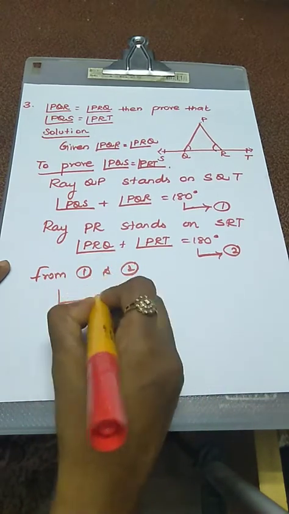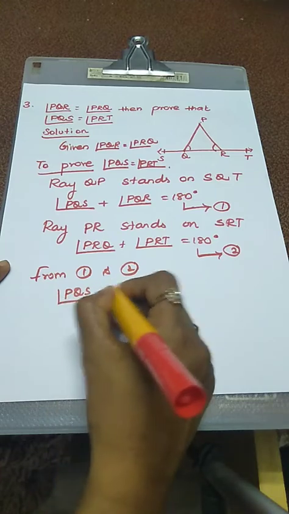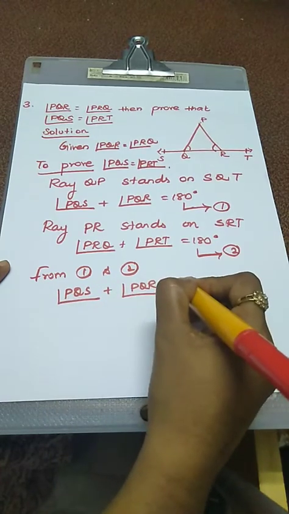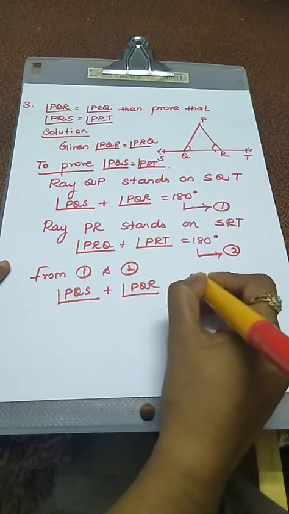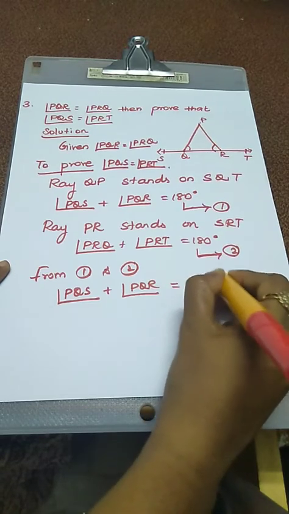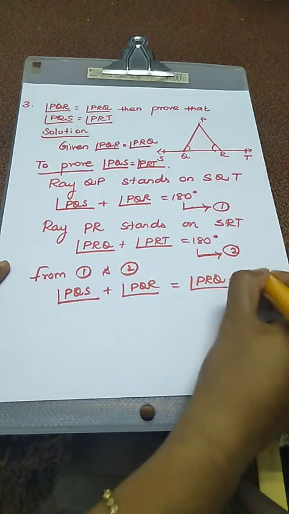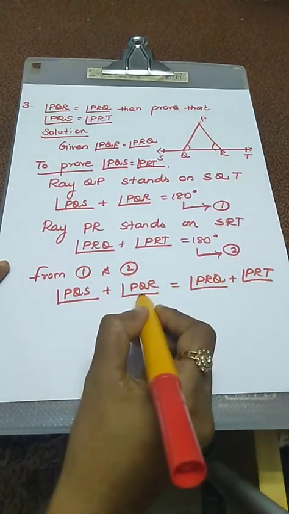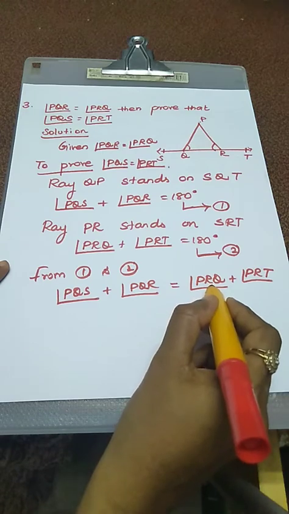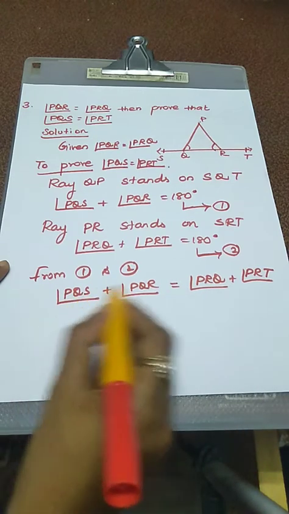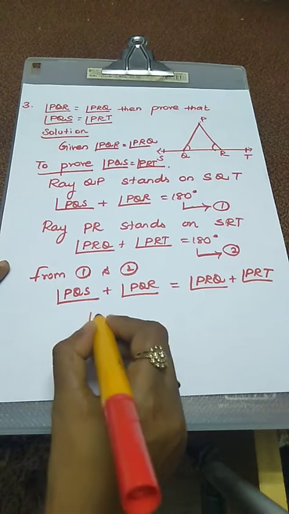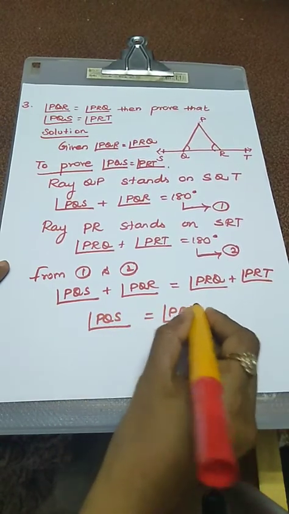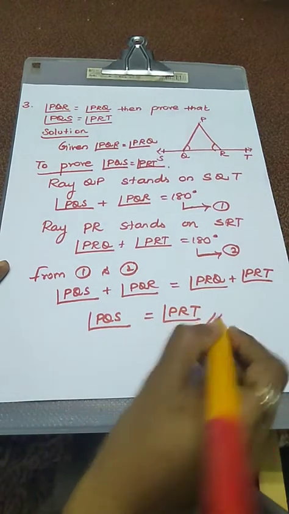What is your LHS value? Angle PQS plus angle PQR. This is our first equation. The LHS is equal to the second equation's LHS, angle PRQ plus angle PRT. So we have to cancel the PQR and PRQ values. So easily we get PQS is equal to PRT. Therefore, angle PQS is equal to angle PRT. That's all.